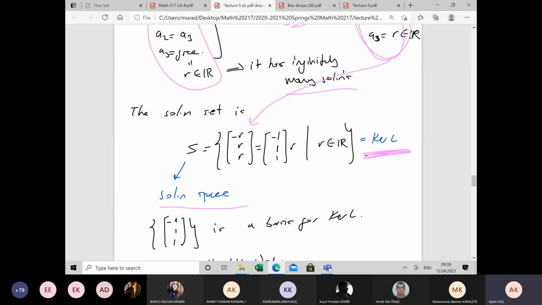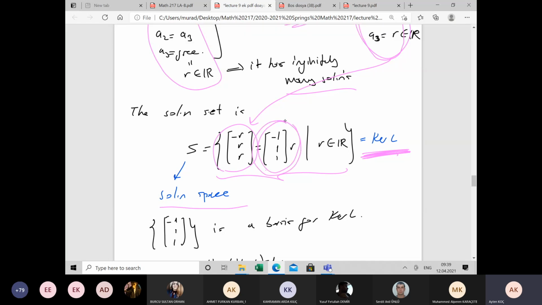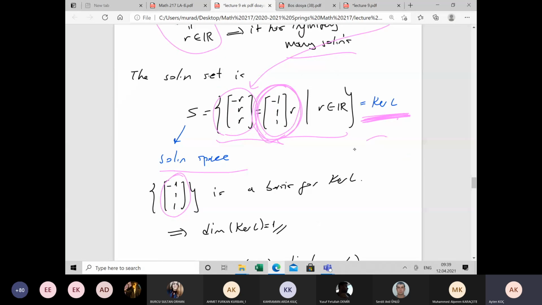So our aim is to find the dimension. Look at this solution space and find a basis. How to find it? Rewrite it and look at this vector. This one gives the basis. Every vector here is generated by using the vector minus 1. So this is a basis, and the kernel is a subspace. The kernel of L contains infinitely many vectors, but the basis contains only one vector.